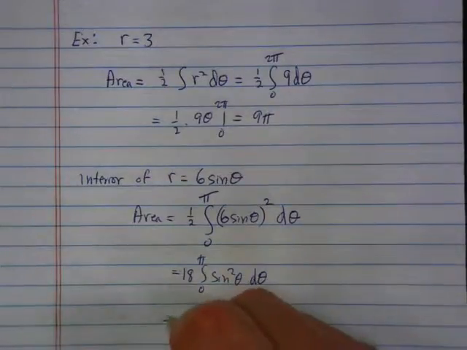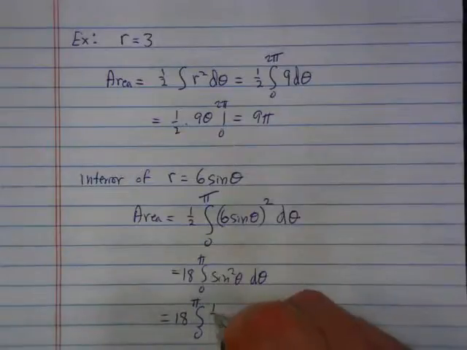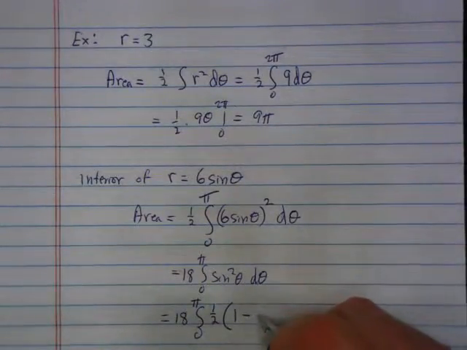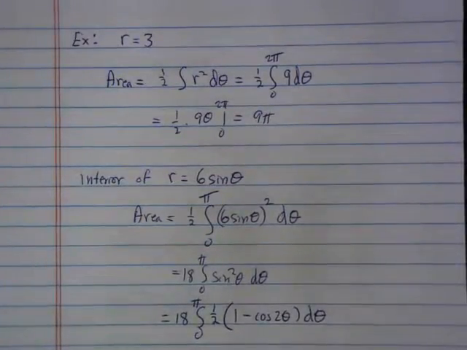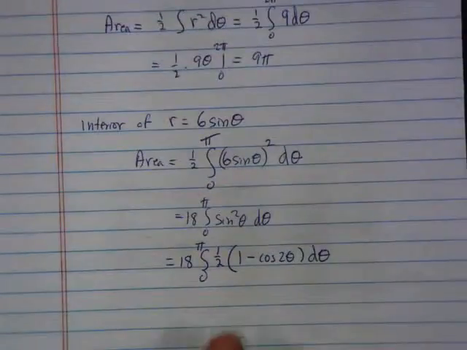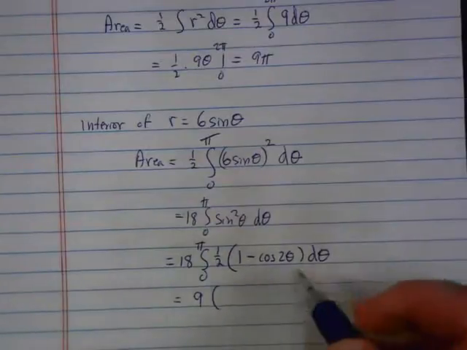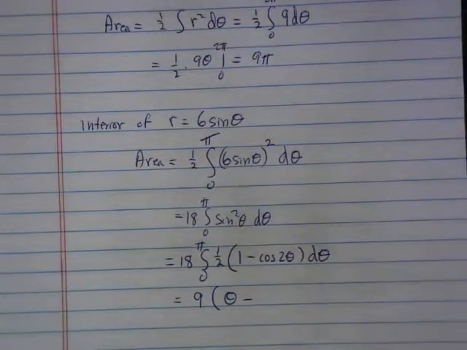So this is going to be 18, the integral from 0 to pi of 1/2 times 1 minus cosine 2 theta d theta, that's the power reduction formula for sine squared. I'm going to take this 1/2 and move it outside. 1/2 times 18 is 9 times the integral of 1 d theta minus the integral of cosine 2 theta.